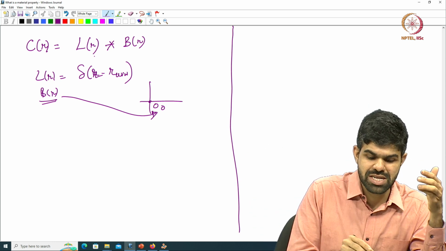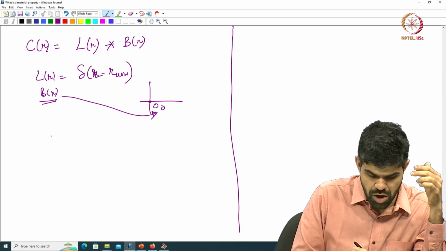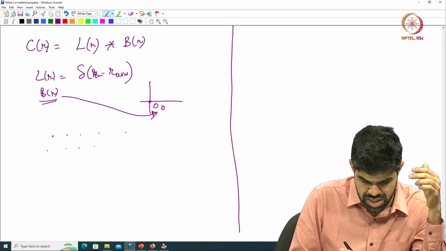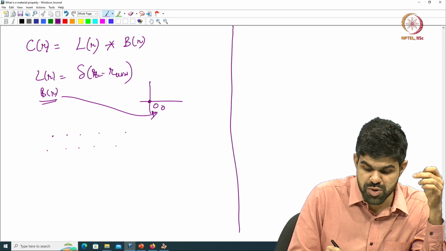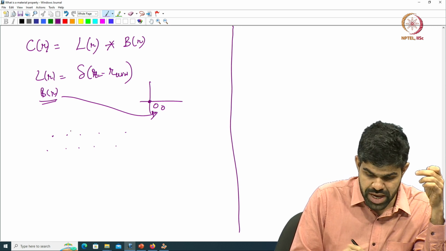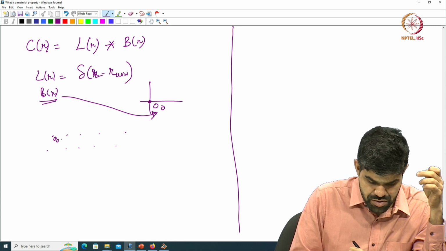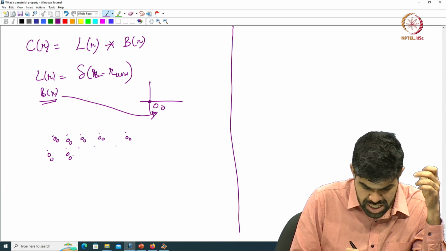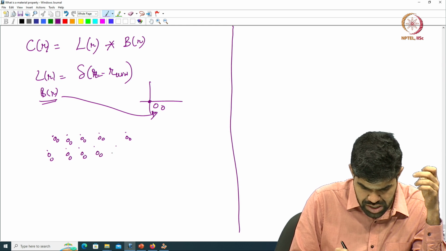So, the operation that I just did: I put the lattice points, and considering all the lattice points as my origins, I add in a couple of atoms. So, this operation that I did is convolution. I am not multiplying these two, I am convolving these two.